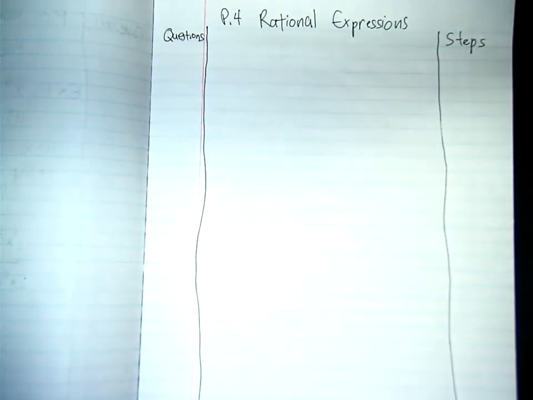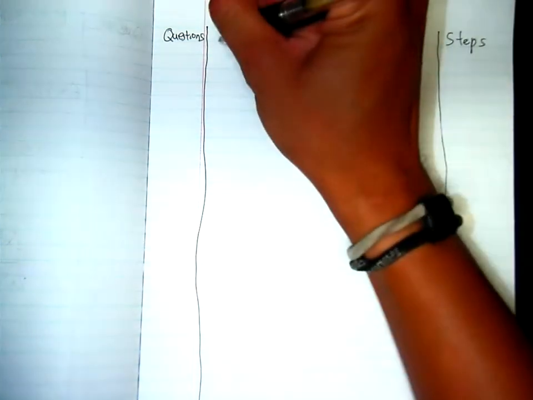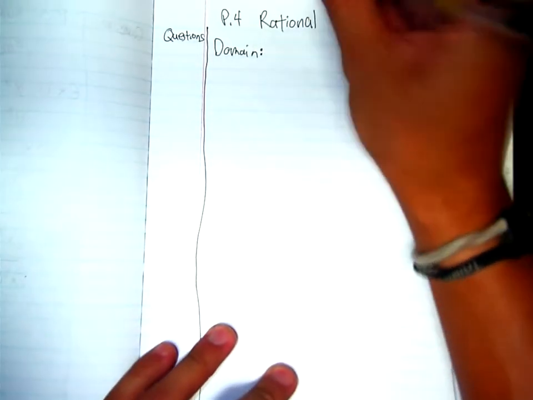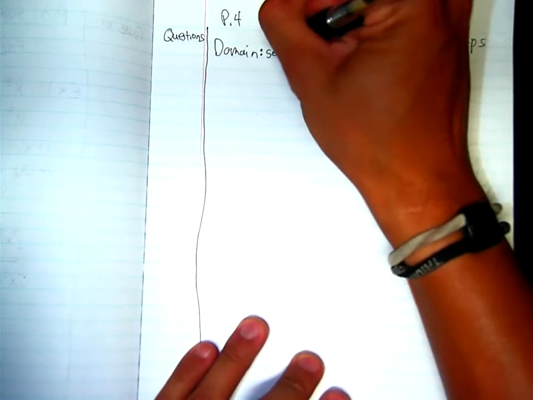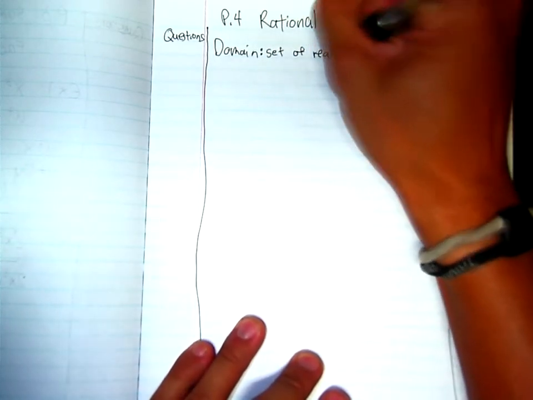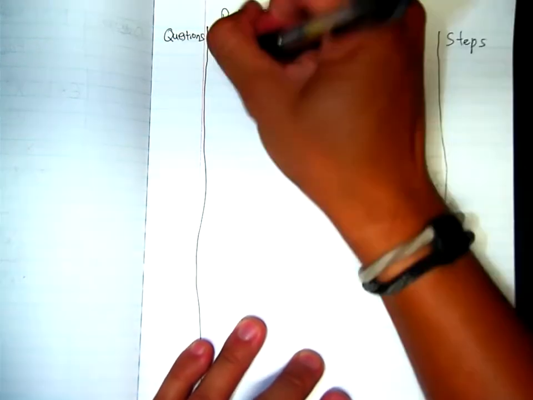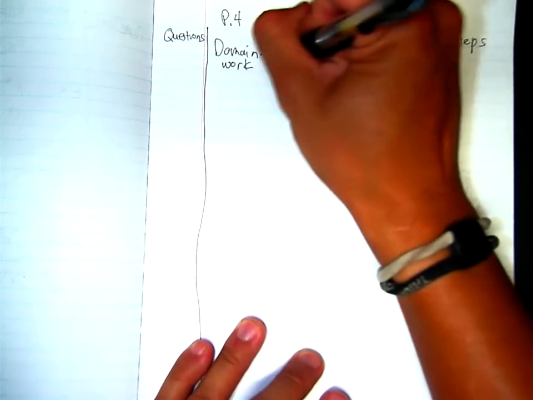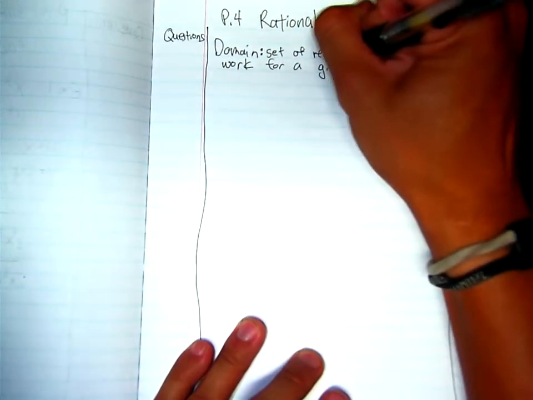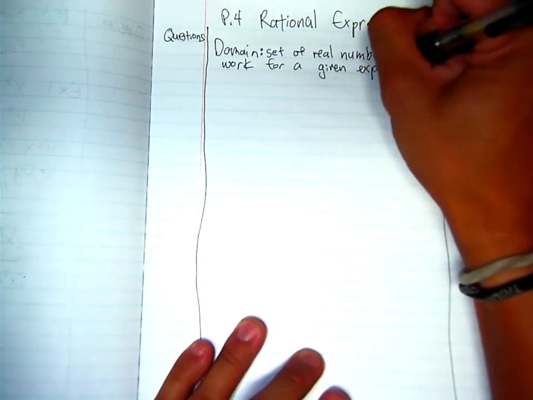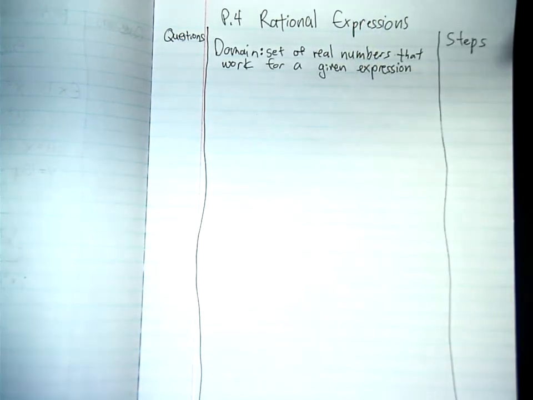Today we'll be going over P4, which is rational expressions. What I want to first talk about is domain. In your book, domain is the set of real numbers that work for a given expression. And what that means in normal people terms is what values would work for whatever expression I give you. So let's do an example.